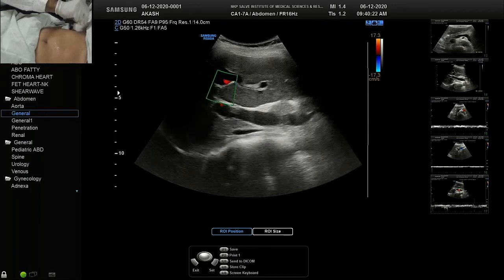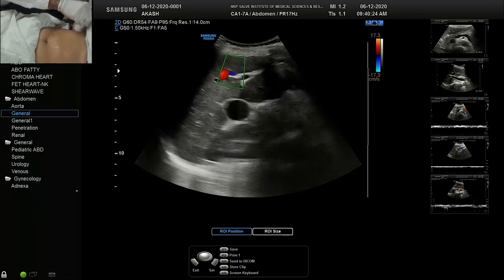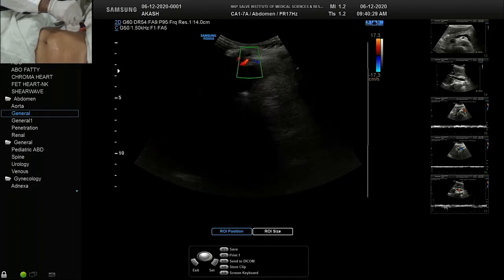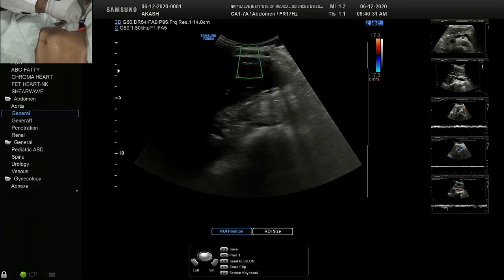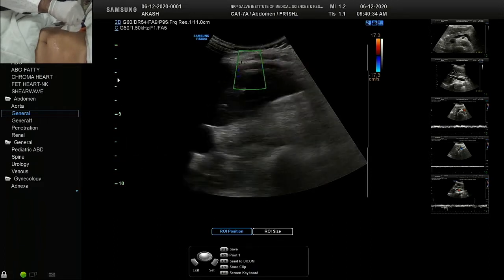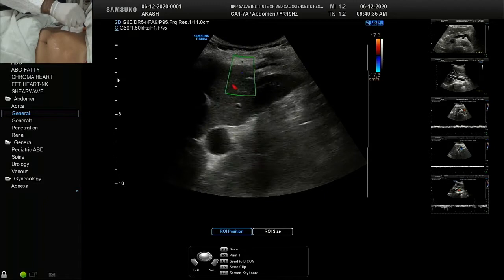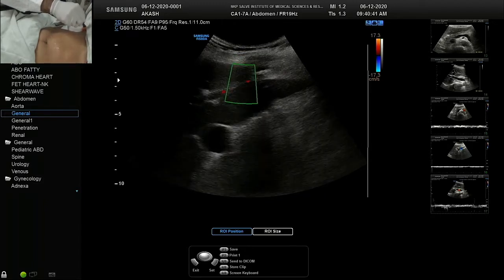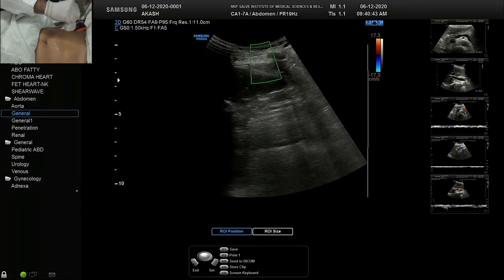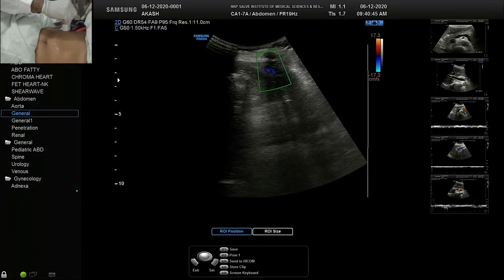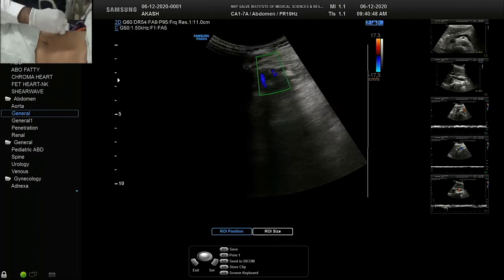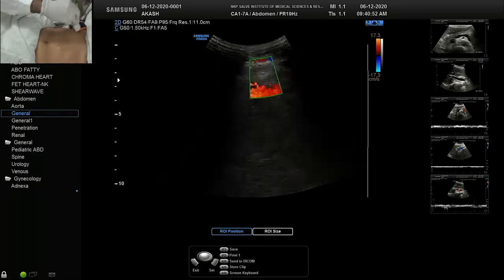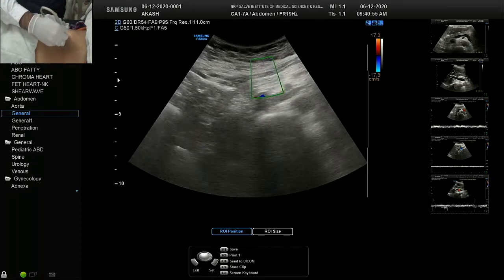And see this, from this vein you see a vessel that is going up outside the liver, and that is the recanalized paraumbilical vein. You can see through the ligamentum teres. You can see it here, and it is going towards just below the abdominal wall and going towards the umbilicus.